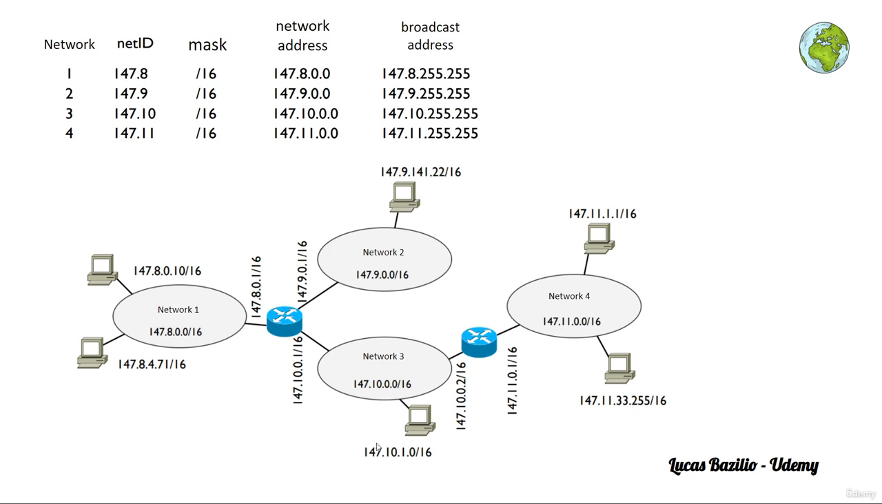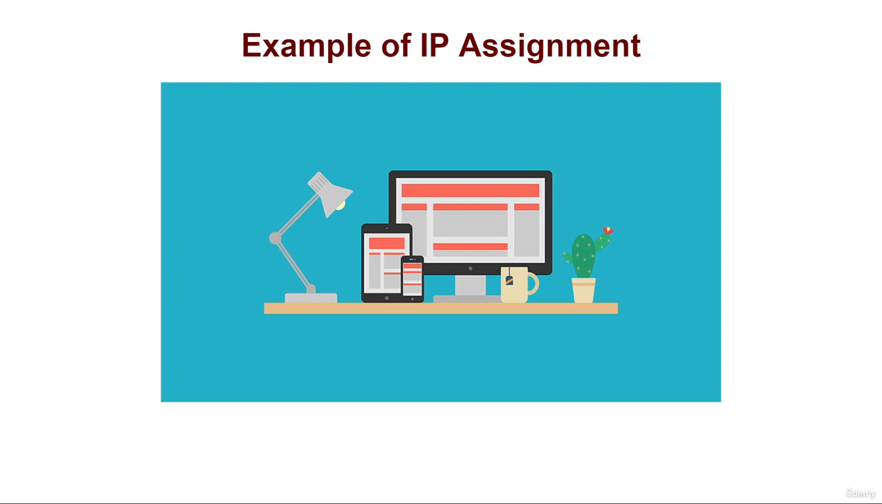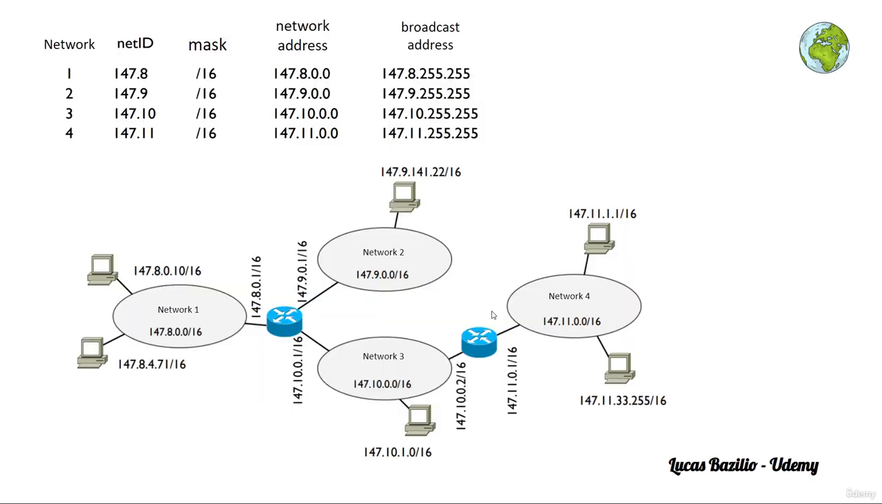And this can be generalized for all of these configurations in here. Very simple, right? The same for the network 3 with the IP assignments, and also with the network 4 with the IP assignments of the interfaces. Okay, with this we end this example of the IP assignment. You can download this example on the downloadable documents of this lesson.